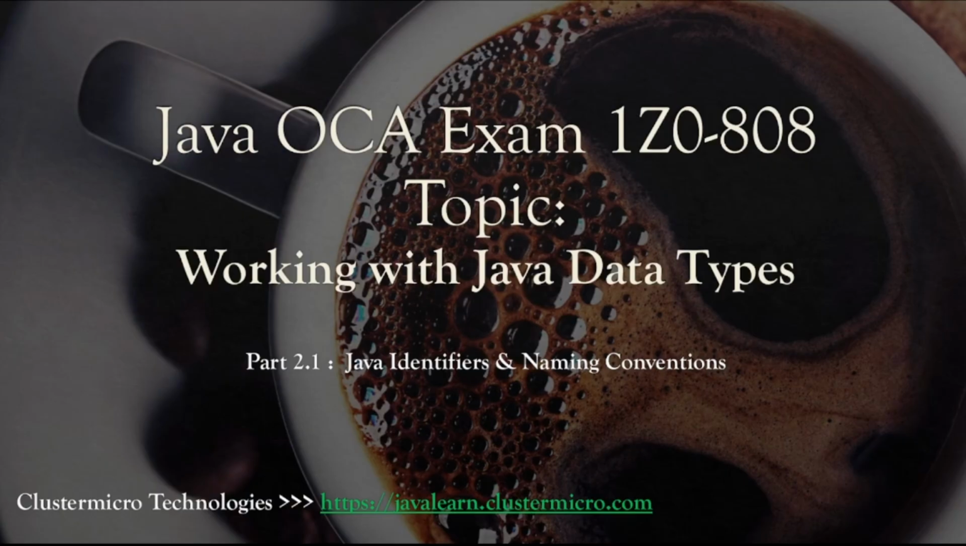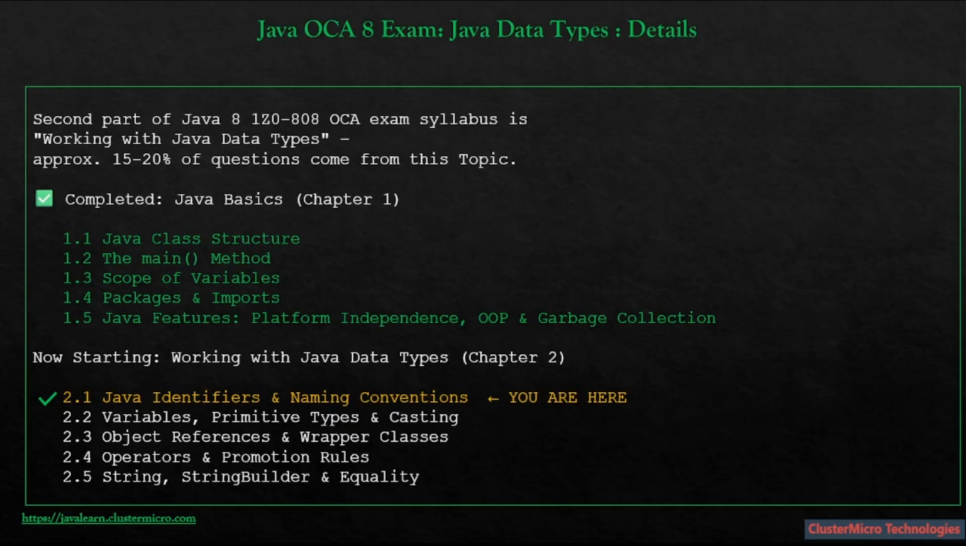So we have already recorded the first part of Java basics, all 5 chapters: Java class structure, main method, scope of variables, packages and imports, Java features, etc. Today we are starting with Java identifiers and naming conventions. The next one will be variables, primitive types and casting, but that will be the second part. So today let's discuss Java identifiers and naming conventions.